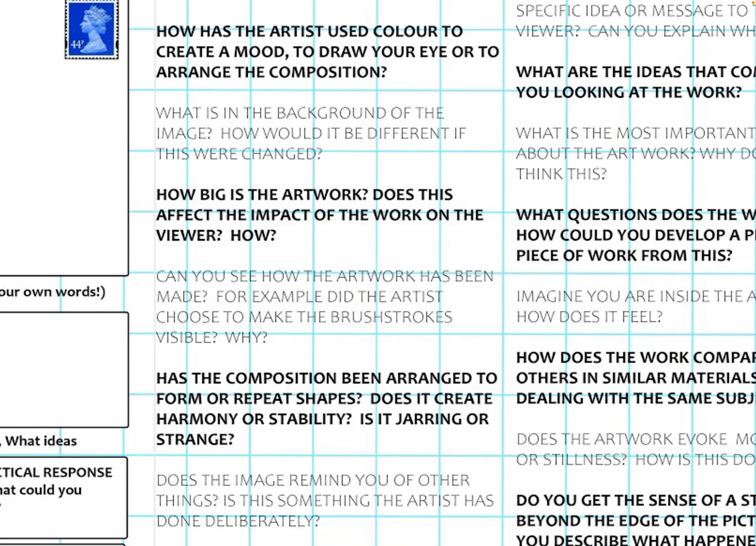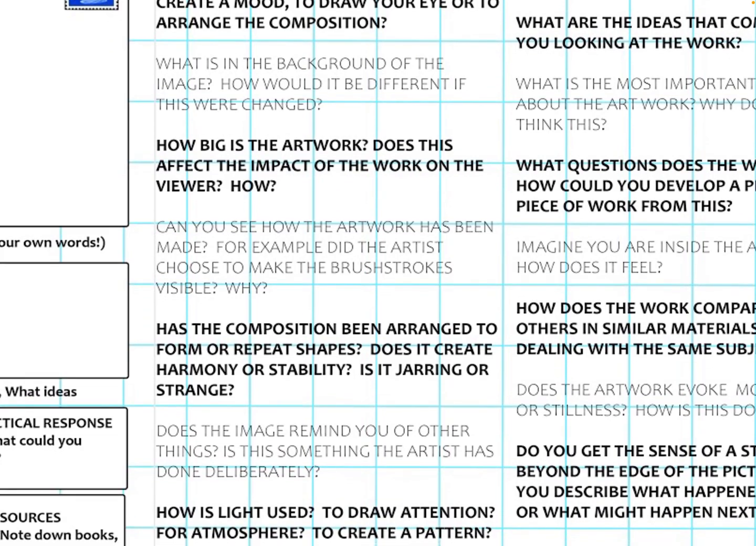Has the composition been arranged to form or repeat shapes? The composition is the arrangement of the objects. How have the objects in the picture, the painting, the sculpture or the photograph been arranged? Does it create harmony and stability? Is it jarring or strange? If things are in a repeat pattern, for instance a series of chairs, one after the other, that's a repeat set of shapes. Does it feel harmonious? Or are things at funny angles so that it's strange and weird?